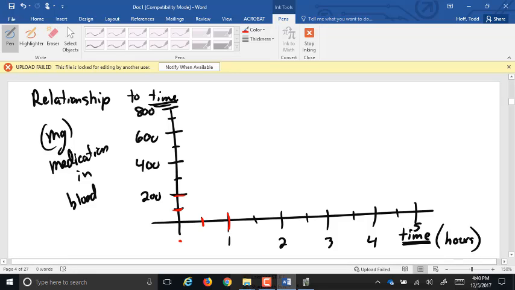Let's say at time 0, the beginning, you start out with 800 milligrams in the bloodstream. And let's say that every hour, half of that medication leaves your bloodstream. So at 1 hour, you would be at 400. At 2 hours, you would be at 200. 3 hours, down to 100. 4 hours, down to 50, and so on.